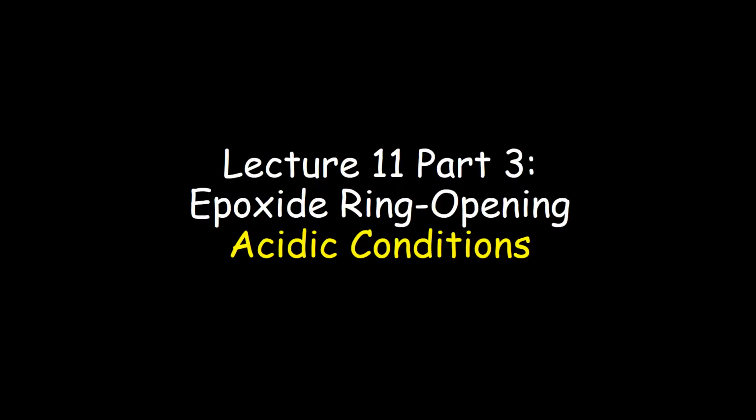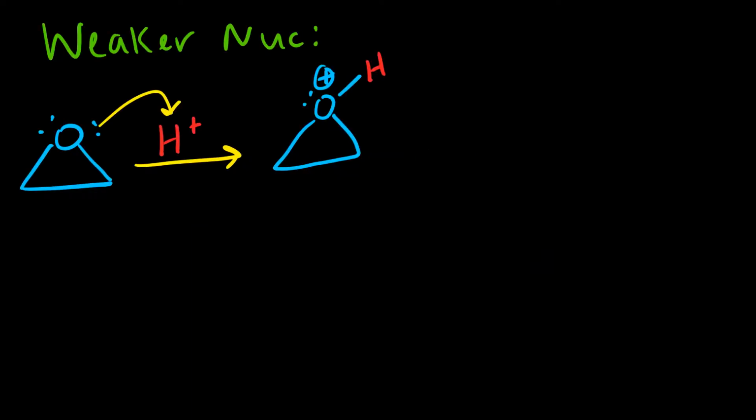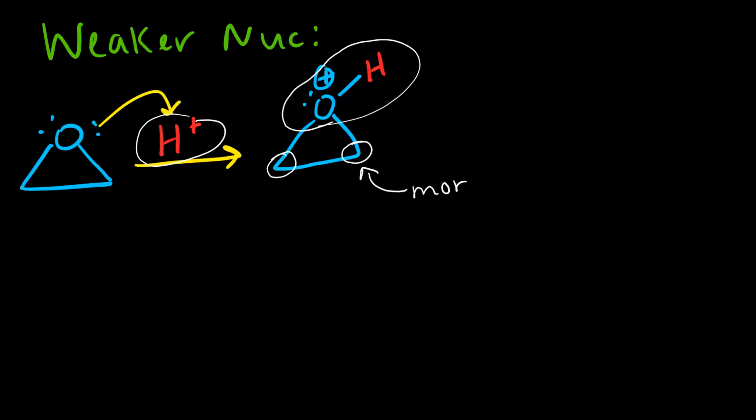Last but not least, we're going to look at this epoxide ring opening, but this time in acidic conditions. When you have a weaker nucleophile, the epoxide is simply not electrophilic enough to react. So you expose it to acid and protonate the oxygen here. And what that's doing is, by having this positive charge on the oxygen, you're actually pulling electron density away from the neighboring carbons, and so you've just made these even more electrophilic.